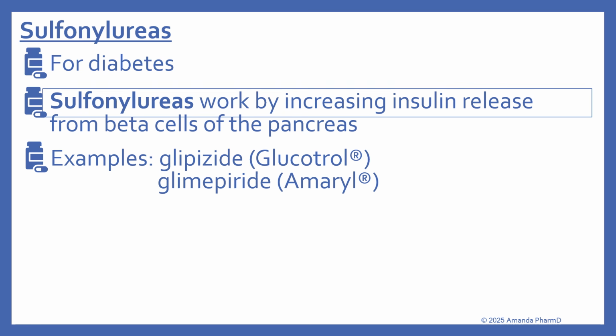Next are the sulfonylureas. These are for diabetes. And the sulfonylureas work by increasing insulin release from the beta cells of the pancreas. Some examples include glipizide, brand name is Glucotrol, and glimepiride, brand name is Amaryl.